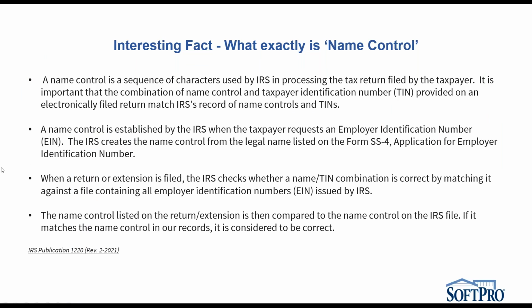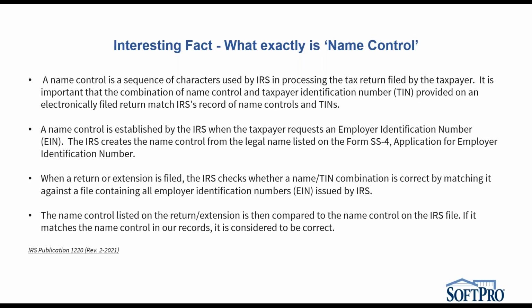So the name control shows up on a lot of the reports that you're going to look at for IRS, and not to bore you or put you to sleep, but basically the name control is established by the IRS whenever someone goes to get a name change on an SS4 form, becomes a citizen, or gets an EIN. Anytime that someone is issued one of those, the EIN or the Social Security number, IRS creates this sequence of characters, as they call it, and it is 4 digits long.